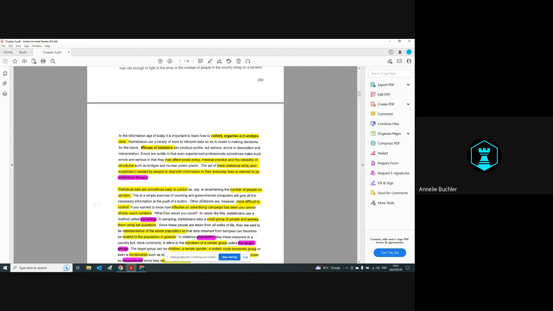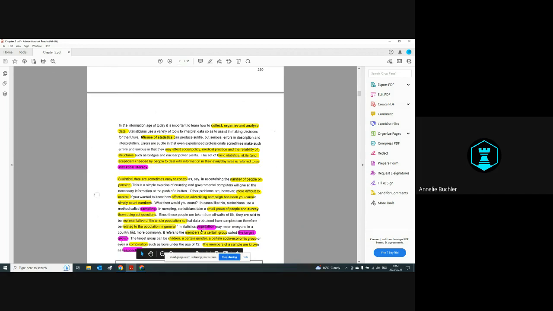It's like if you want to know how effective your advertising campaign was for a new development, you can't simply just count the numbers, okay? So what will you count? You will count people's opinions. That's something totally different, okay? Sampling is another definition. It's a small group of people and you use a survey to ask them questions, okay? But that sampling is a small group of people. And with that sampling, you try to represent the whole population, okay?